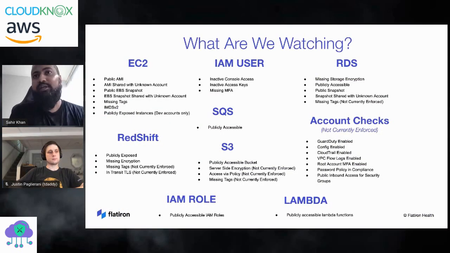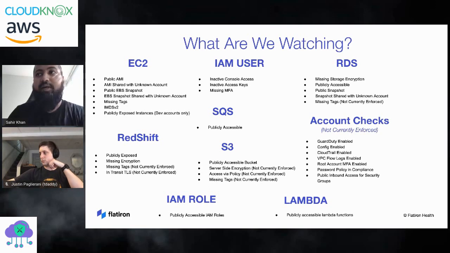Okay, so what are we watching exactly? This is the list of things we are watching currently. For EC2, we have checks for a publicly accessible AMI or an AMI shared with an unknown account, EBS snapshots publicly exposed or shared with an unknown account, missing tags, and IMDSv2. One extra thing we have is a check for publicly exposed EC2 instances, which we categorize by dev account. You have an environment variable where you can specify your dev accounts, and if you want more stringent controls on those accounts, you can make the rule that no EC2 should be exposed in a dev account.